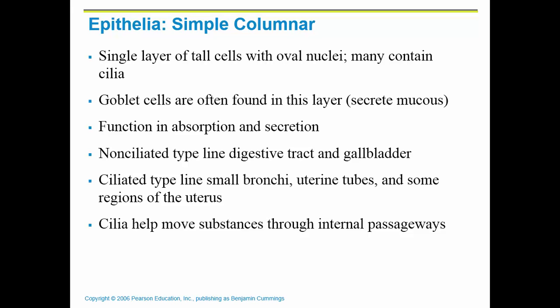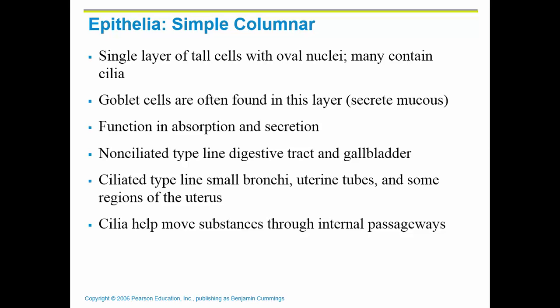Simple columnar is a single layer of column-shaped cells. When you get into the simple columnar, you often will find that they are ciliated, meaning that they have cilia on the apical surface, and cilia moves things. That's its function. And so a lot of times if they have cilia, they're going to have goblet cells, and goblet cells secrete mucus, and then the cilia will move the mucus in one direction across the surface of that tissue. It functions in absorption and secretion.